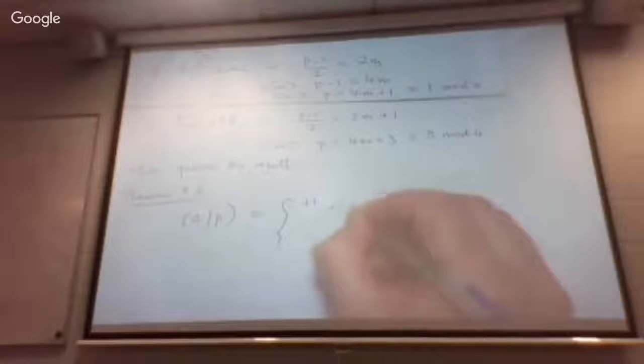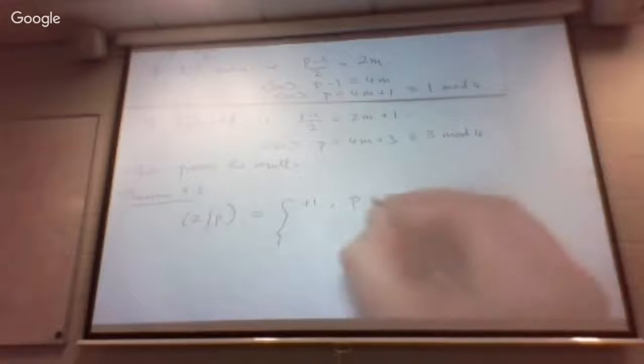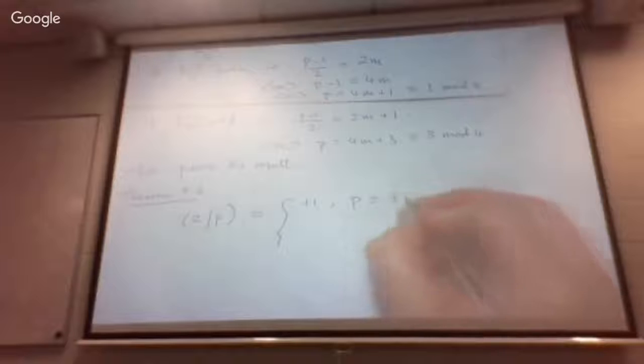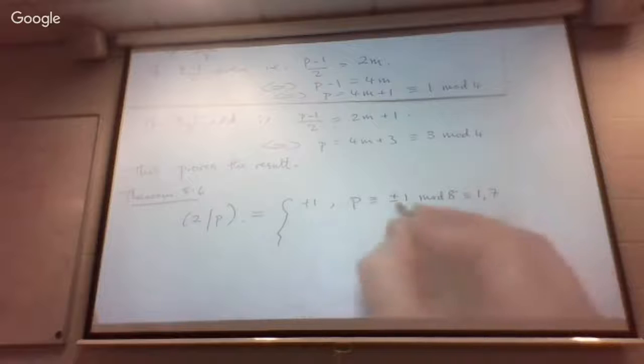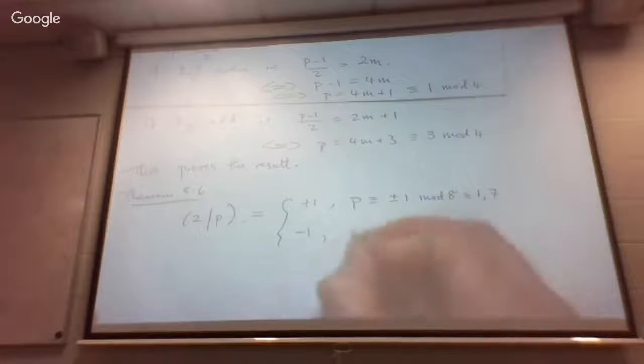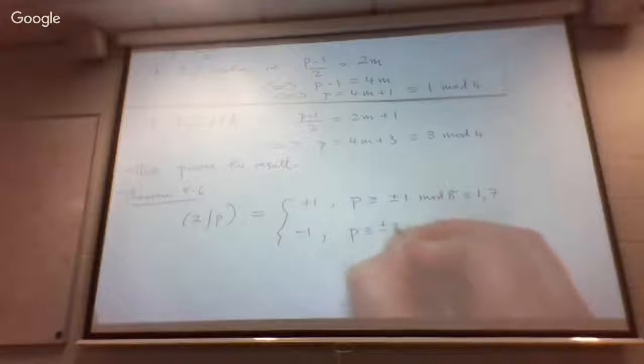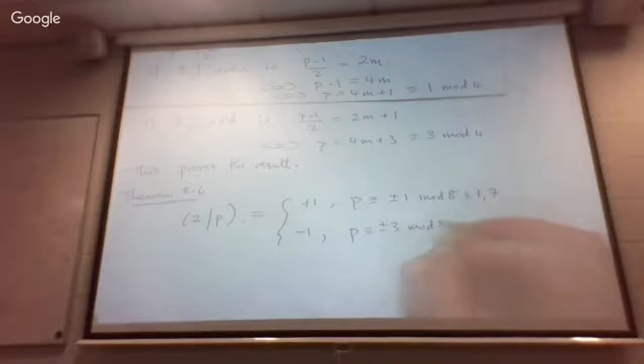So that's what we're going to deliver. So it's +1. It's a quadratic residue if p is congruent to plus or minus 1 mod 8. You could also phrase that as 1 or 7 mod 8 if you wanted to, but it's nicer to phrase it as plus or minus 1. And it's -1 if it's plus or minus 3 mod 8.